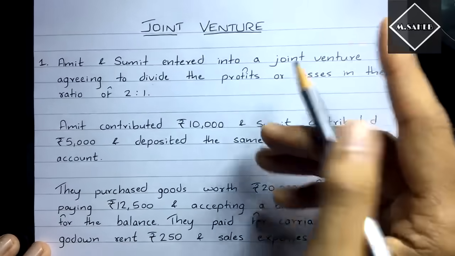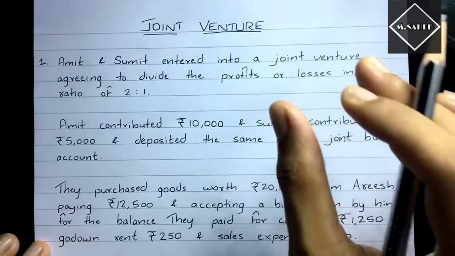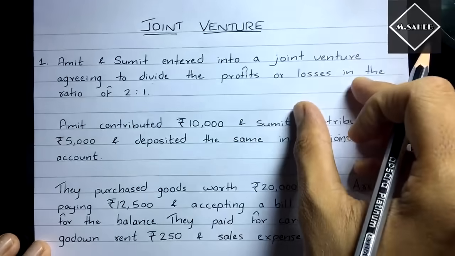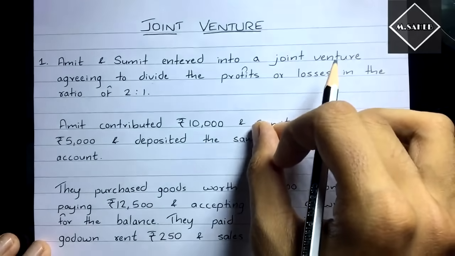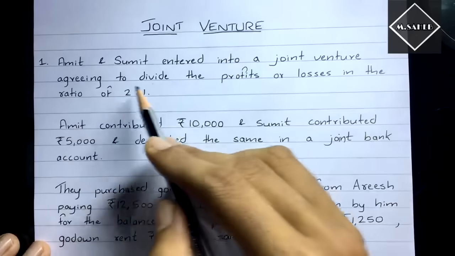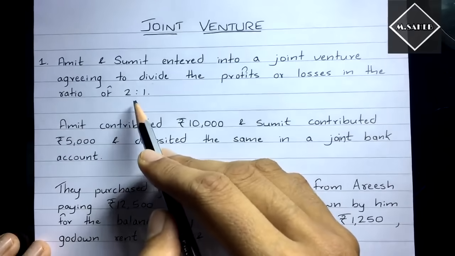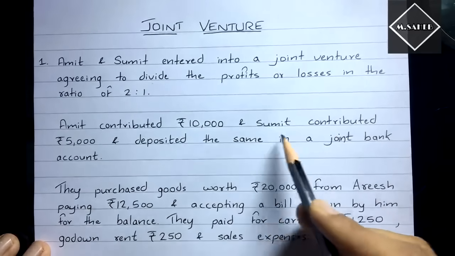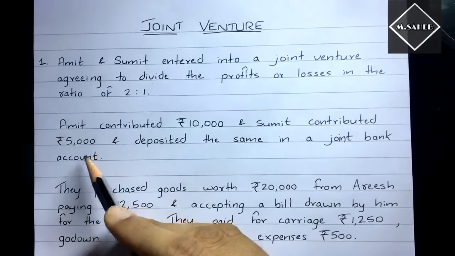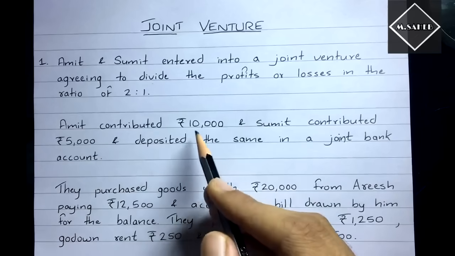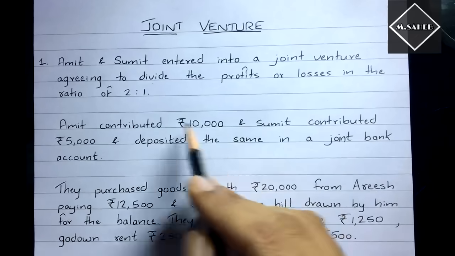If anyone asks you what is a joint venture, you tell them it's a temporary partnership created for a specific purpose, and after the completion of that purpose, it comes to an end. That is what is meant by joint venture. And now they have also agreed to divide the profits and losses in the ratio of 2:1. Then Amit contributed 10,000 rupees and Sumit contributed 5,000 rupees. Of course they are going to do business, so they have to contribute something, isn't it? So they are contributing capital, that is 10,000 and 5,000.